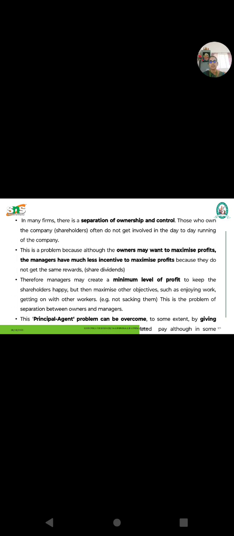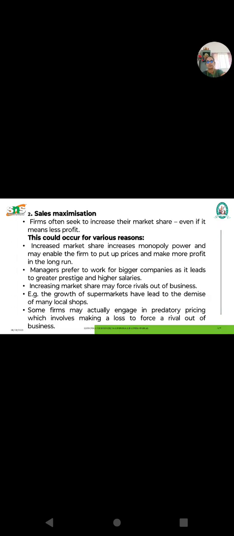Therefore, managers may create a minimum level of profit, whereas owners will be concentrating more on profit by maximizing the profits. So here the main problem among them is the owners are concentrating more on profit, whereas the managers concentrate more on dividends. The principal agent problem can be overcome by performing more and by paying more to the workers.